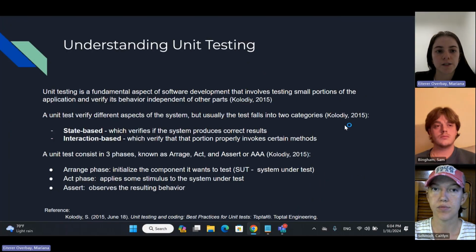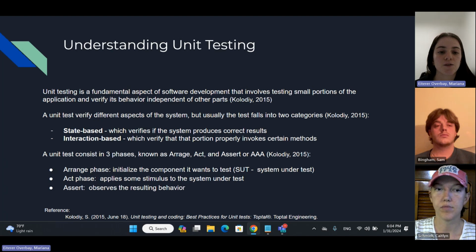So first, unit testing is fundamental in software development and involves testing small portions of the application and verifying its behavior independent of other parts. A unit test usually falls into two categories: state-based, which verifies if the system produces correct results, and interaction-based, which verifies if it properly invokes certain methods.